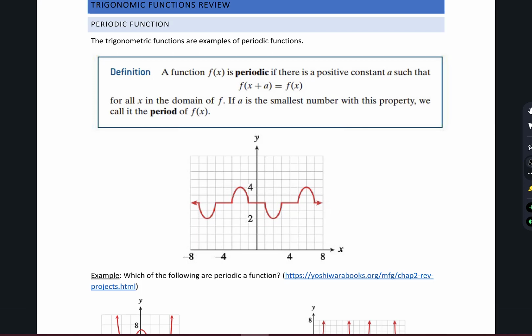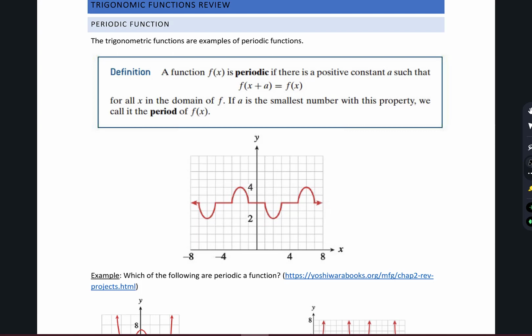A function f of x is periodic if there's a positive constant a such that f of x plus a is equal to f of x for all x in the domain of f. If a is the smallest number with this property, we call it the period of f of x. So what exactly does this mean? One way to think about it is that we can break the x-axis into sections of length a, and the function will look the same at each of the sections.